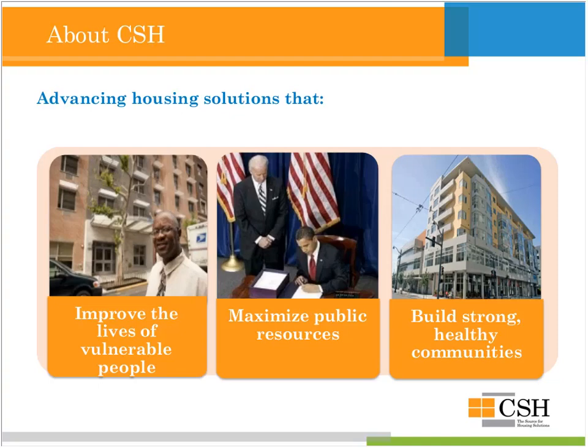CSH is a national nonprofit. At CSH, it is our mission to advance housing solutions that deliver the three powerful outcomes you see here: improving the lives of vulnerable people, maximizing public resources, building strong, healthy communities across the country.